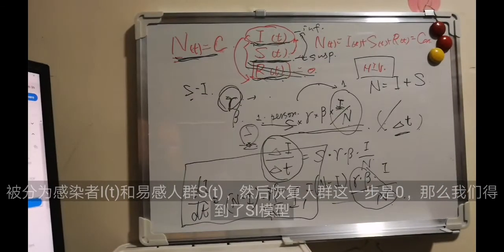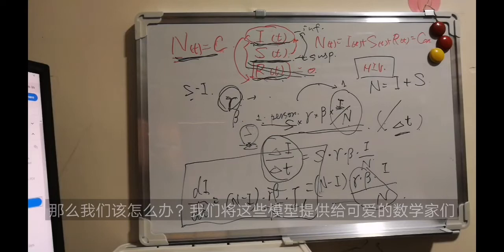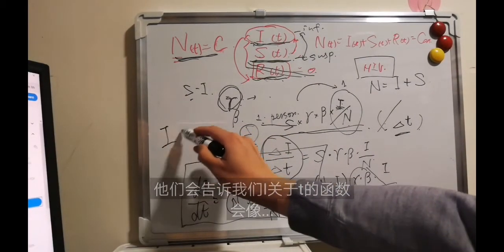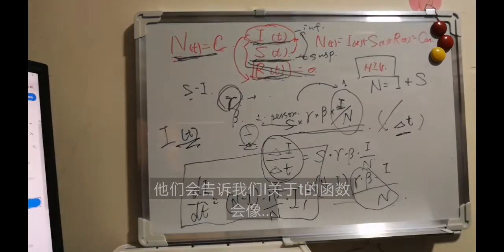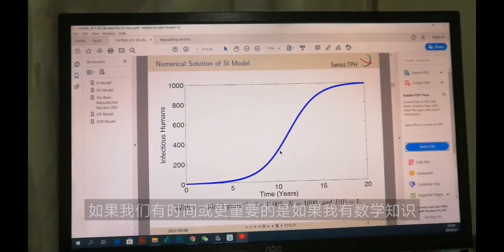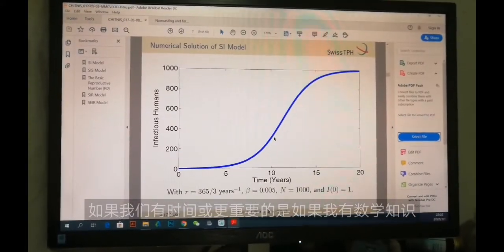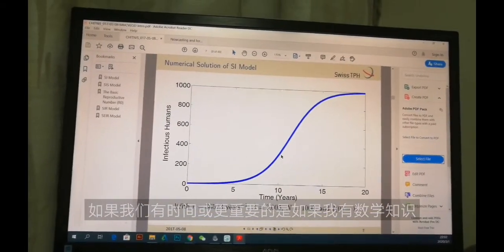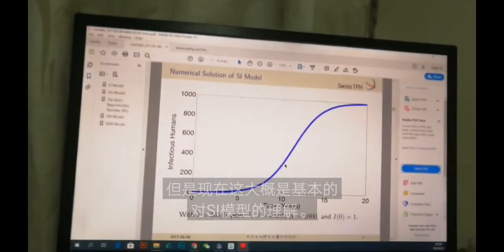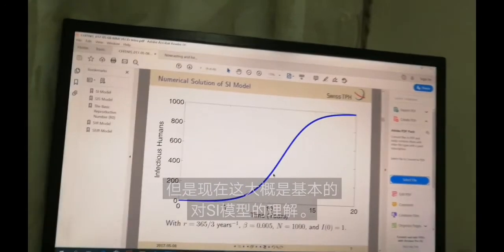So we give these models to mathematicians, and they will tell us what the function I in relation to t is going to look like, which is kind of like this model. If we had time, or more importantly, if I had the knowledge to understand the mathematical problems, we could try to infer from this step to this step. But for now, that's approximately the basic understanding of the SI model. That's it.